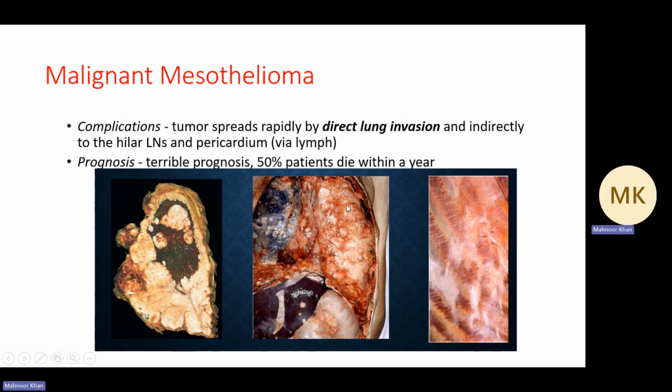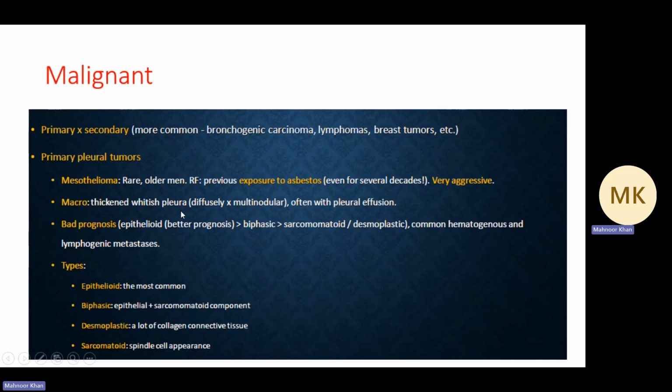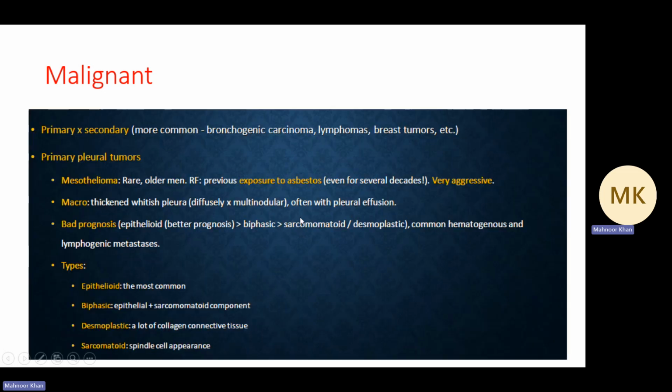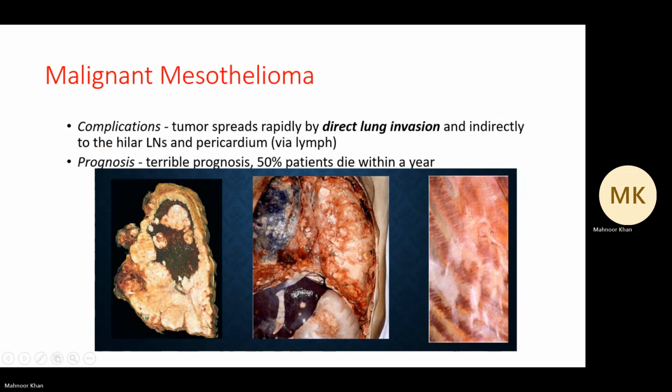Okay, this is an image of malignant mesothelioma. Like I said here, thickened whitish pleura, diffuse or nodular, and with pleural effusion. And what are the complications? Very important. Tumor spreads directly by direct lung invasion and indirectly to the hilar lymph nodes or pericardium or lymph. Okay. Prognosis is terrible. Prognosis: 50% of patients die within 1 year.